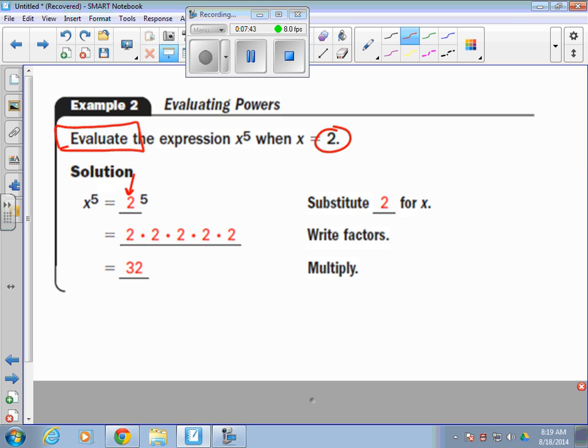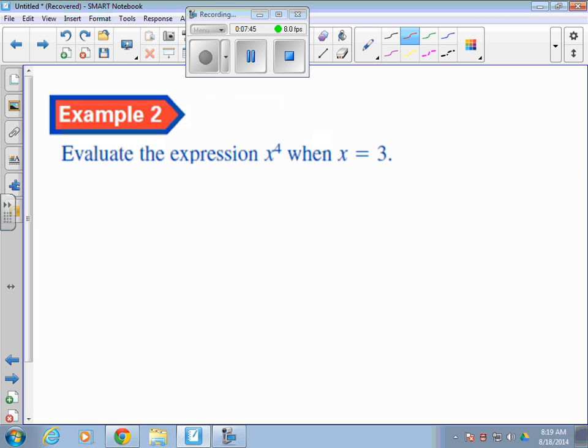Okay. Evaluate this next one again. You can do it on the back or in the margin. There should be plenty enough room. X to the fourth when x is 3. You don't even have to write this part of it, or just write this part. X to the fourth when x is 3. Take about 30 seconds to do that one.